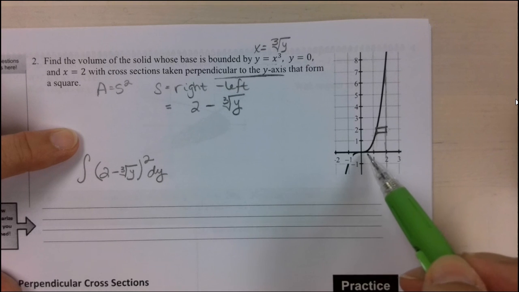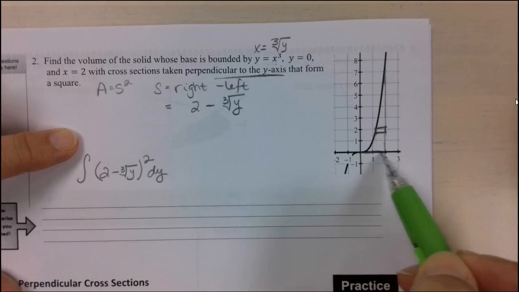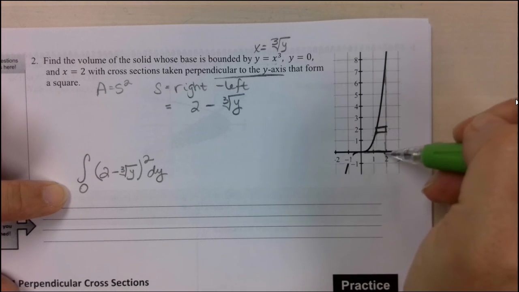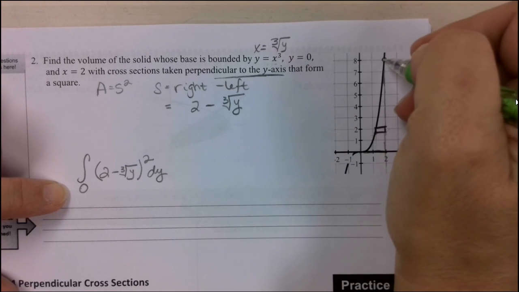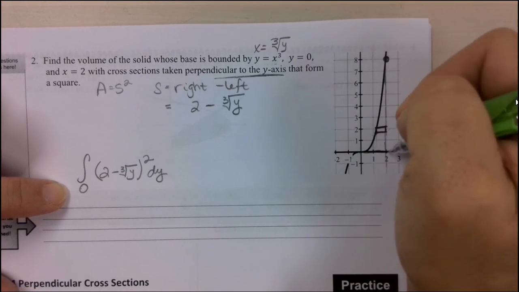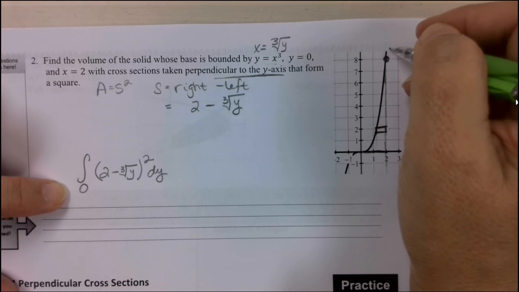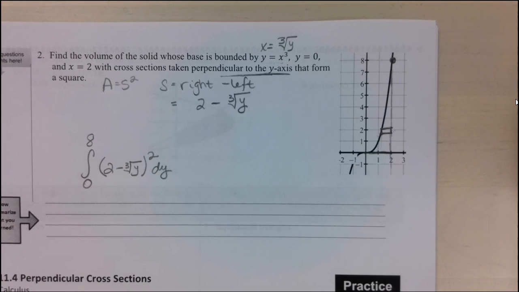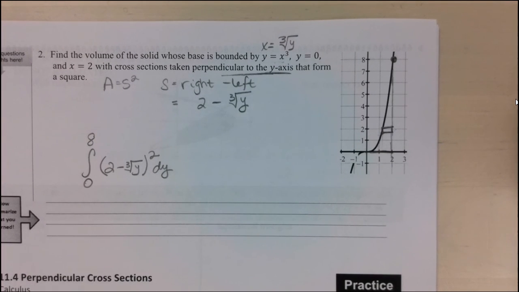And so I'm going to look at my graph. My lowest value of y is, of course, 0, the x-axis. And then we're going all the way up here to this point where x equals 2 and y equals x cubed intersect, which is, of course, at 8. That's our highest y value. And that would give us the volume of that shape.